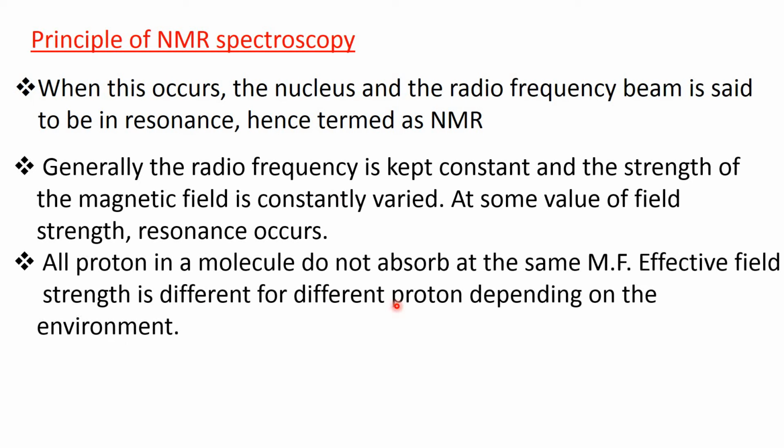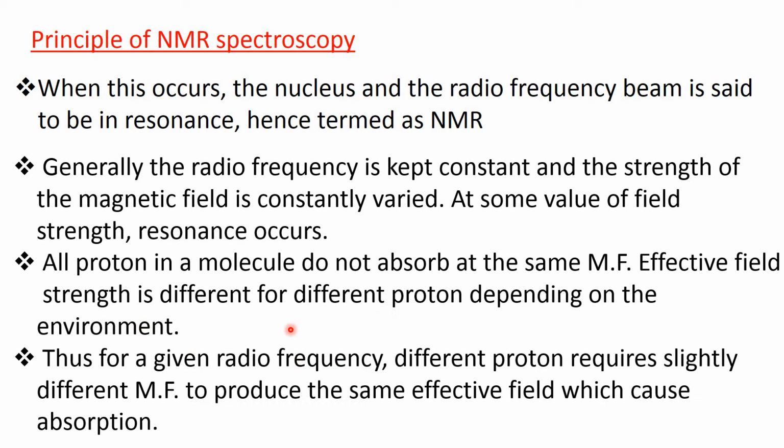All protons in a molecule do not absorb at the same magnetic field. I'll discuss it in another part of this program. Effective field strength is different for different protons depending on the environment. Thus, for a given radio frequency, different protons require slightly different magnetic fields to produce the same effective field which causes absorption. So, this is the first part of the principle of NMR spectroscopy.